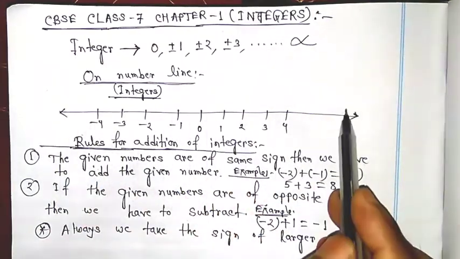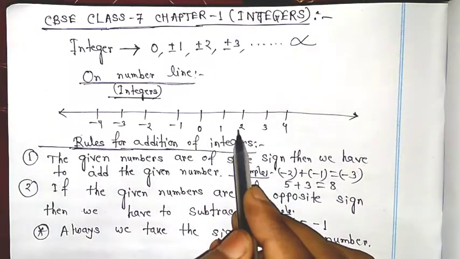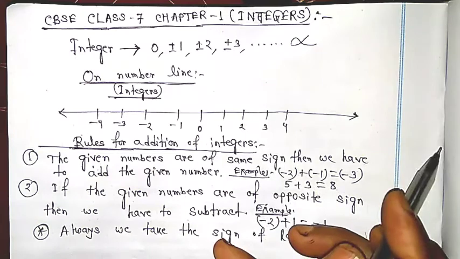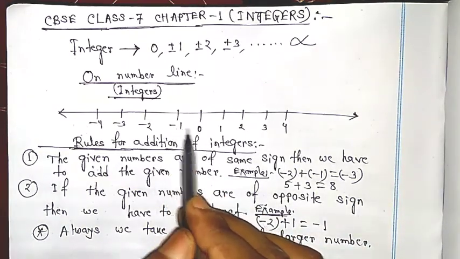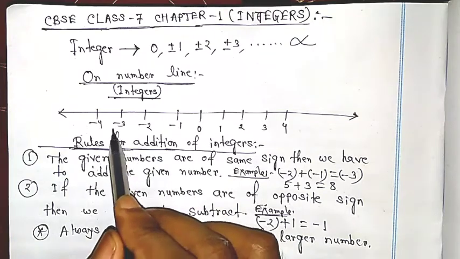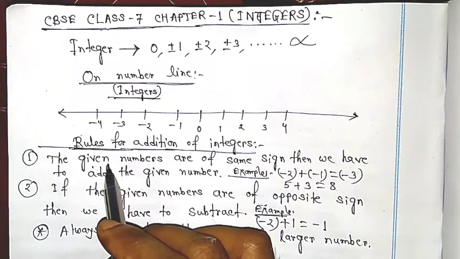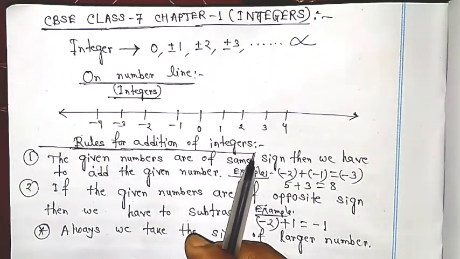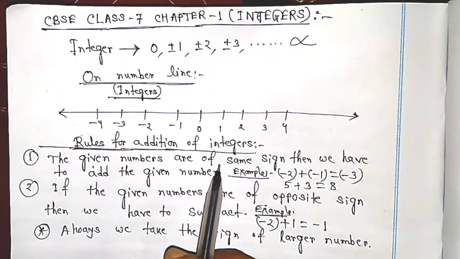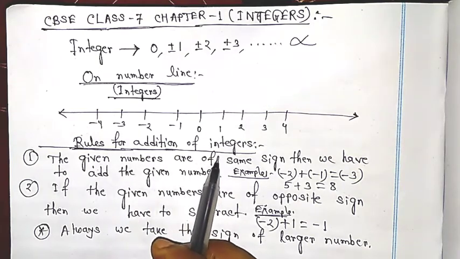So this is the number line, and 0, plus 1, plus 2, plus 3, plus 4, and so on. And on the left side of 0, minus 1, minus 2, minus 3, minus 4. Okay, now we discuss the rules for addition of integers, and then the rules for multiplication and division of integers. So first we discuss the rules for addition of integers.